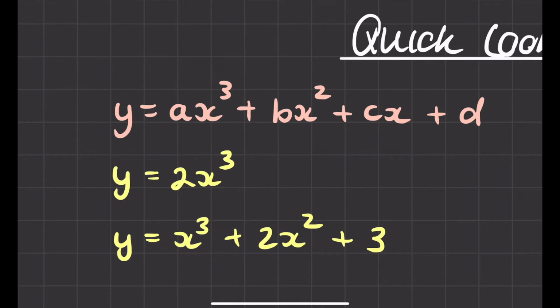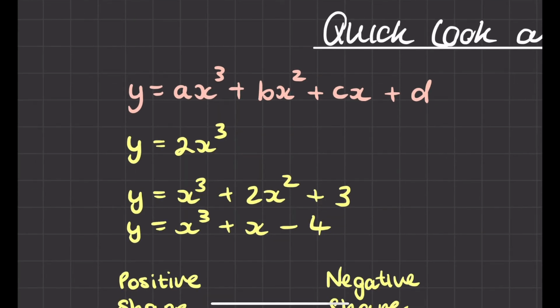I could have other things. I could have, I don't know, y equals x cubed plus x minus 4. That would be a cubic as well. So basically these numbers a, b, c, and d, you could change to any number you want, and it'll still be a cubic, because the thing that makes it a cubic is this x cubed. So let me delete some of this very quickly.